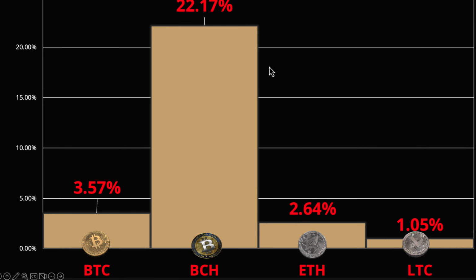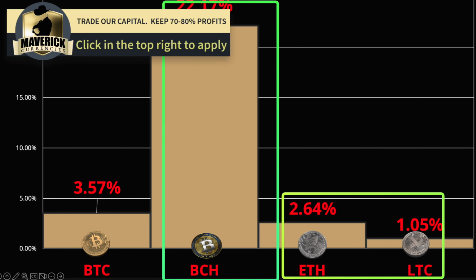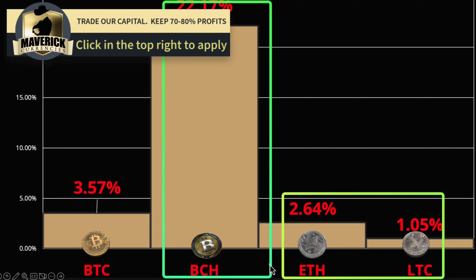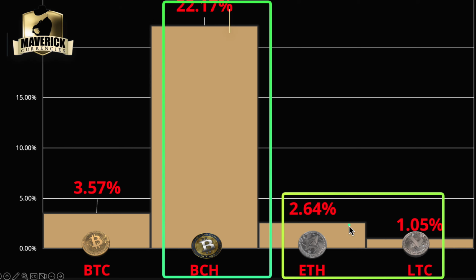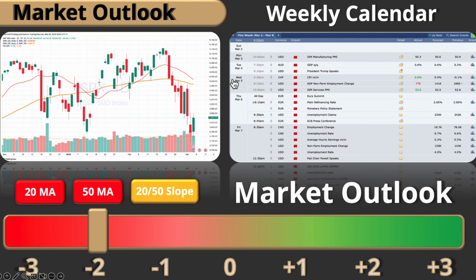Now, in the crypto world, everything was kind of normal. This move out of Bitcoin Cash kind of surprised me, 22%. But I'm mostly following Ethereum and Bitcoin prices, and those were quite normal here. So nothing out of the ordinary except this Bitcoin Cash. Now let's jump into this outlook and where we are.